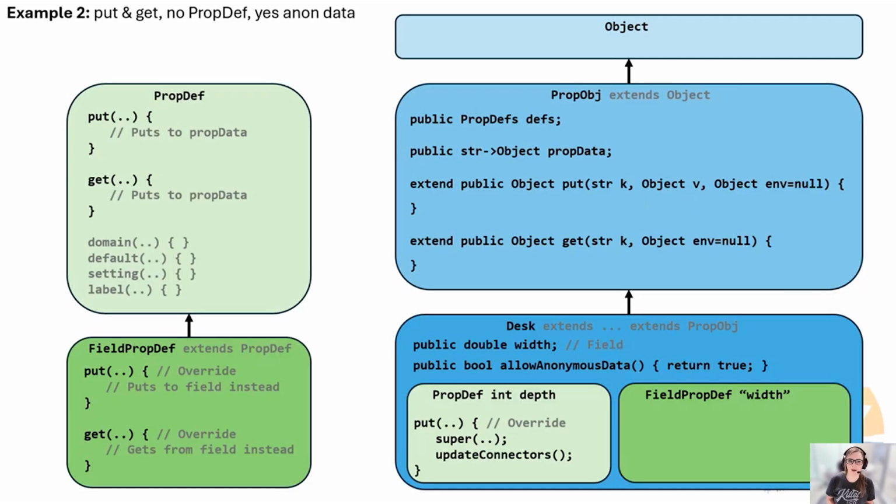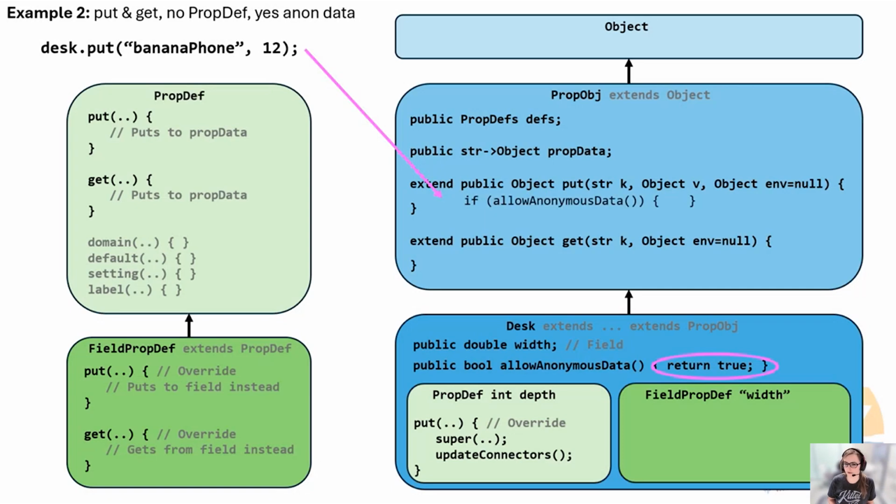Example 2, we're going to put and get a value with no PropDef, but yes, we're going to allow anonymous data. I'm changing allow anonymous data to return true. So I'm going to do the same thing. I'm going to put to the key banana phone, and I'm going to put the value 12. So it's going to go to the prop object's put. It's going to check if a PropDef exists. We know that it doesn't have one.